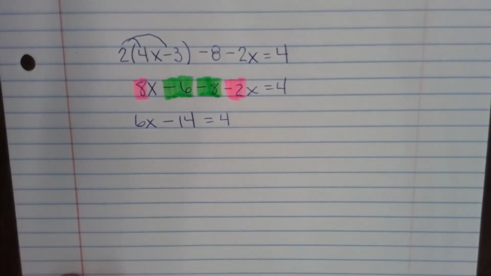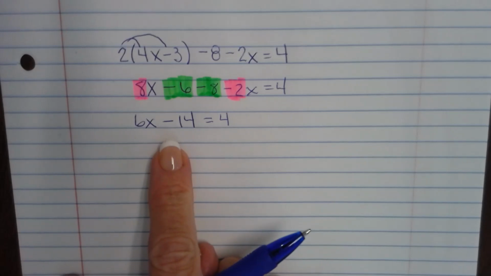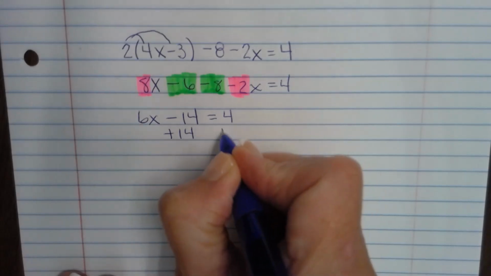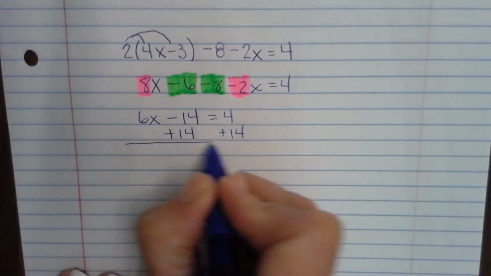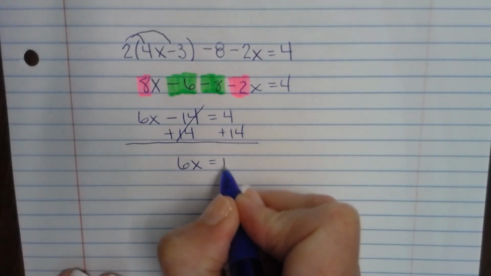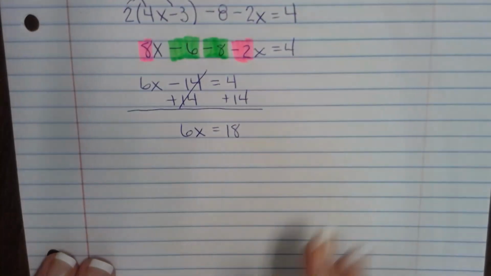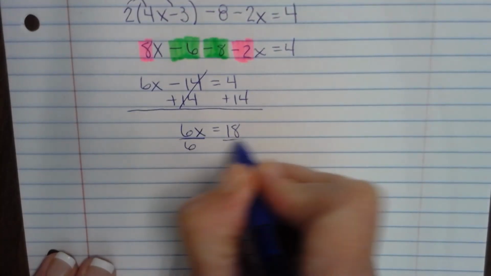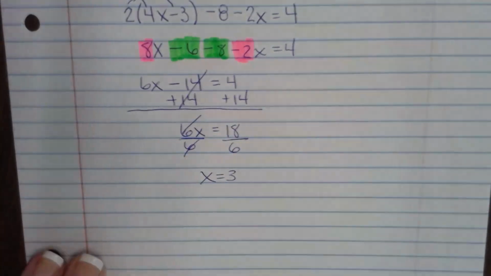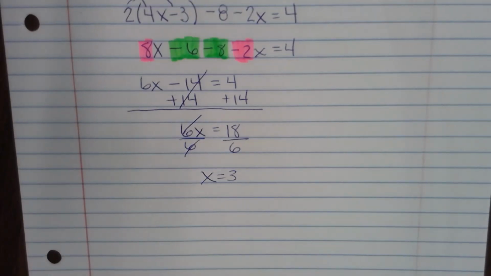How'd y'all do? So now it's a 2-step. So we're going to add 14 to both sides. And we get 6x equals, and when we combine here, we get 18. And last step is to divide both sides by 6. Good. Okay, now I want to do something that's got the variables on both sides because some people haven't seen it. Okay.